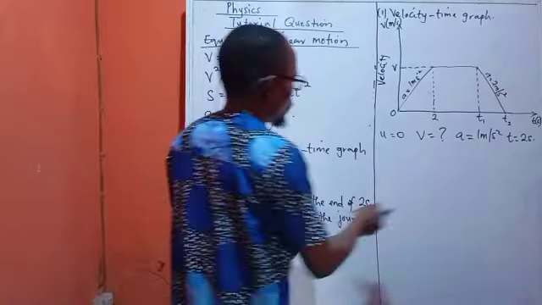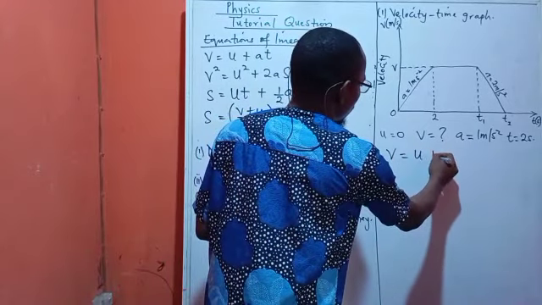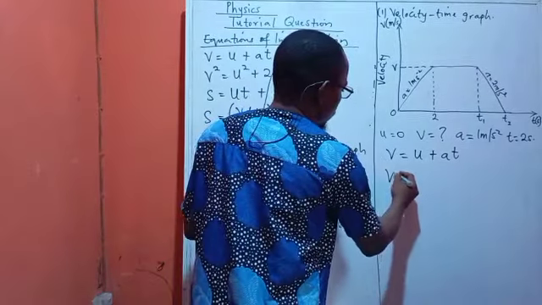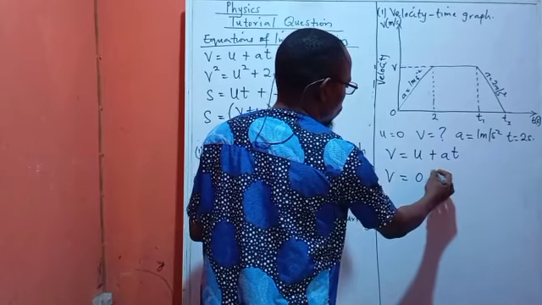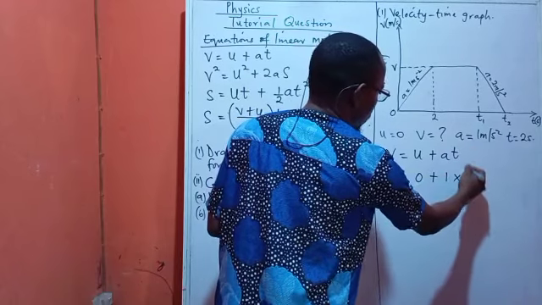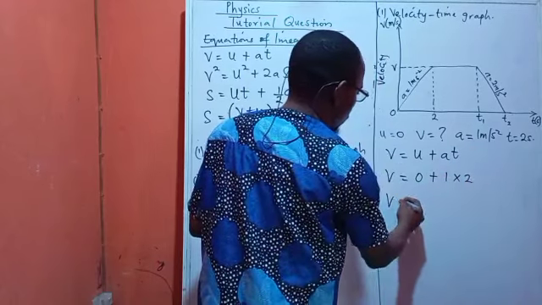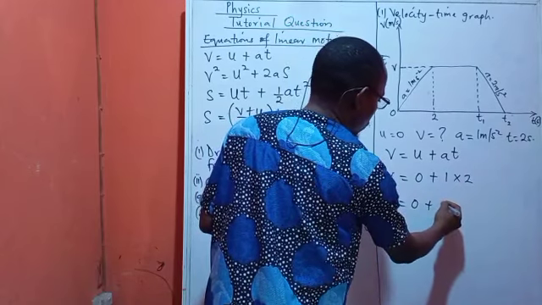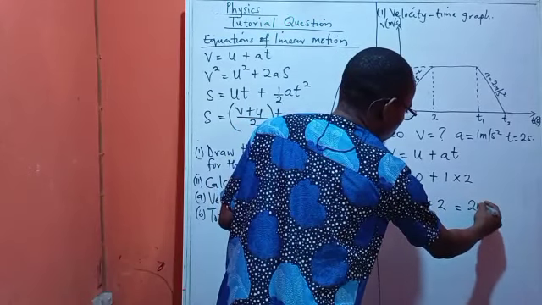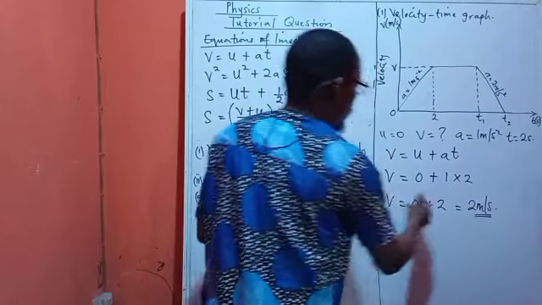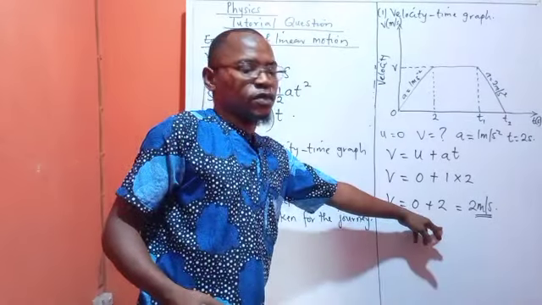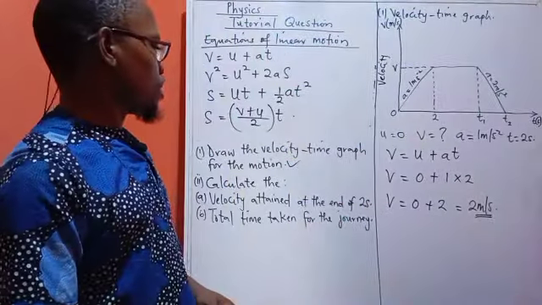So we pick it. We are going to be using v equals u plus at. So v equals u, which is 0, plus our a, which is 1, times t, which is 2 seconds. So v equals 0 plus 1 times 2, that's 2. It means the velocity at 2 seconds is 2 meters per second. So this is our velocity attained at the end of 2 seconds. This is the answer to that.